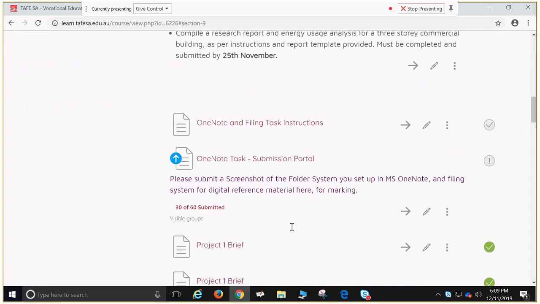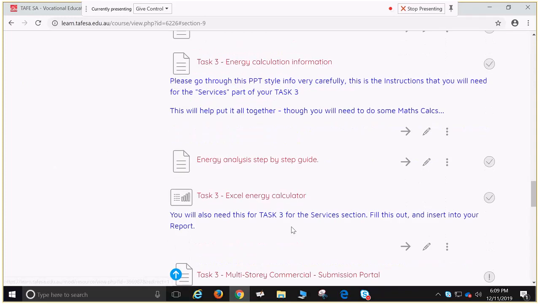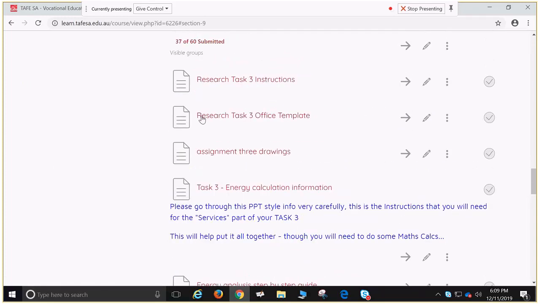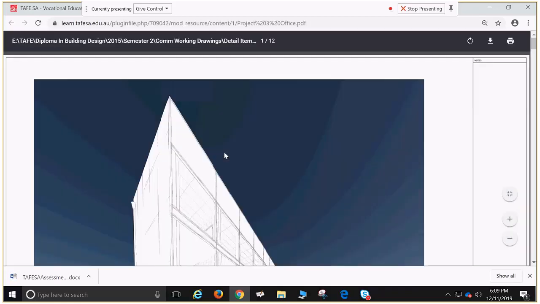If we scroll down to our research task 3 section, you've got your research task 3 instructions, that's all good. Probably doesn't need any explanation there. Research task 3 office template, once again, should make plenty of sense to you by now. It's much like all the others, except it's got a little bit at the end for the energy analysis. So I'll download that and keep that one sitting there for when we need it. Assignment 3, drawings.